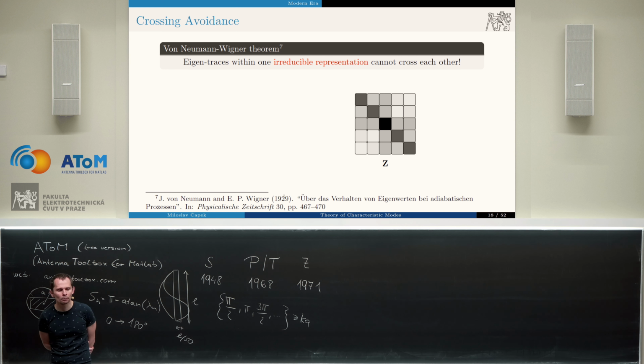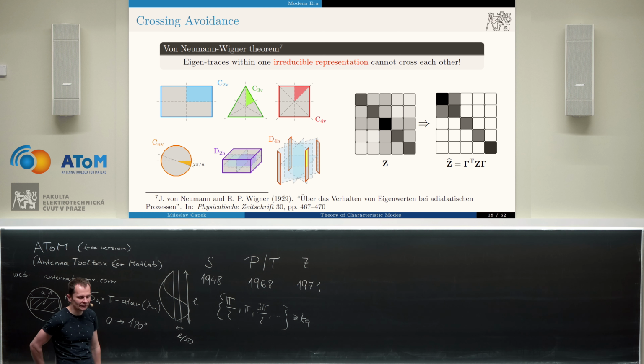This is an extremely important observation coming from quantum mechanics. And notice that it's strictly valid for any eigenvalue problem. So not only for characteristic modes, but basically for any eigenvalue problem. So definitely it is worthy to study it here and try to learn where the implications for us are. So once again, we have an impedance matrix Z. And first of all, let's show what the irreducible representations are.